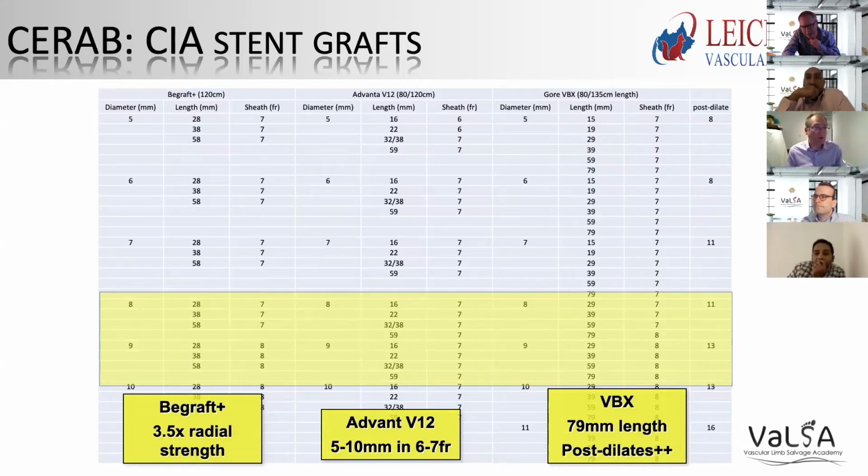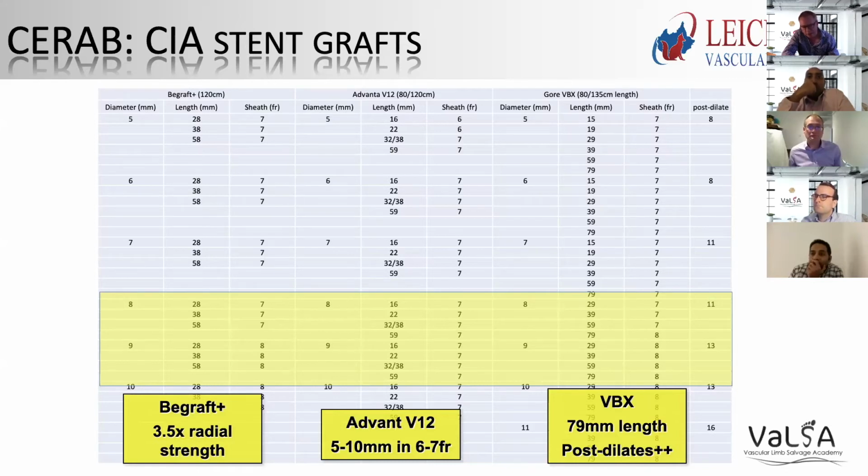It's a double layer of chromium cobalt, which allows its radial force, and then it's sandwiched between 2 layers of ePTFE. So they're saying utilize it for calcified lesions. To be fair, I haven't had any trouble with the Atriums or the V12s for calcified lesions either, nor the VBXs. The V12s, like I say, are pretty good.